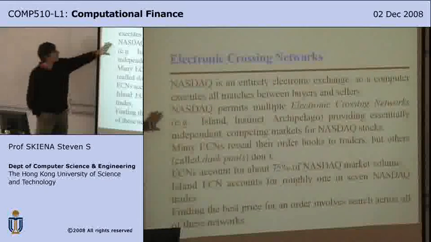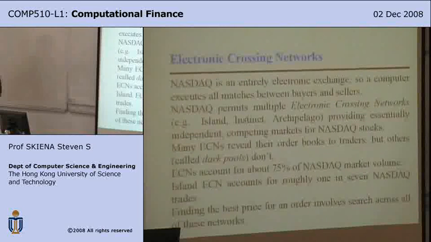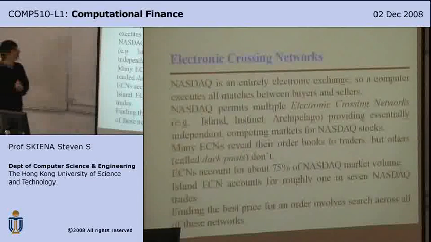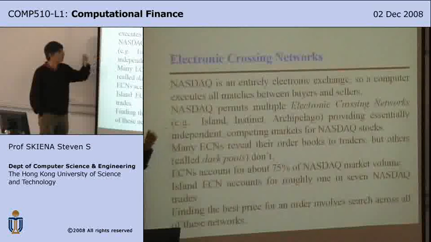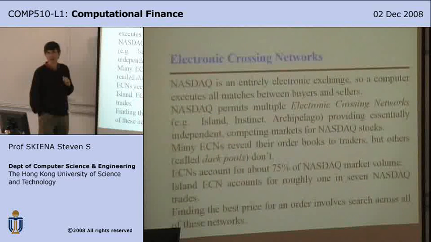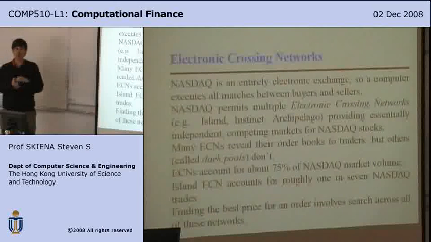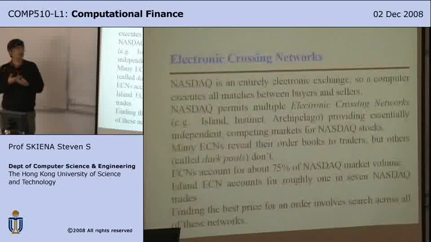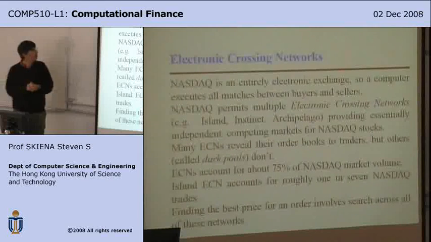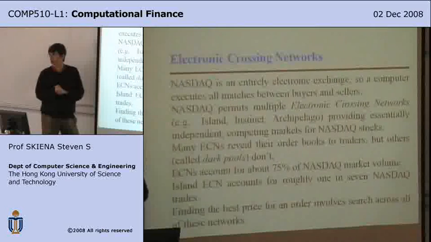Now, the thing that's interesting about something like NASDAQ is that there is not one central exchange happening. NASDAQ allows these things called electronic crossing networks, of which Archipelago, which we saw, was one. They can be viewed as different trading floors, okay? And there are traders working in each one of these little floors. If you decide, I want to go buy Microsoft, you will decide, should I buy it from Island? Should I buy it from Instinet? Should I buy it from Archipelago?